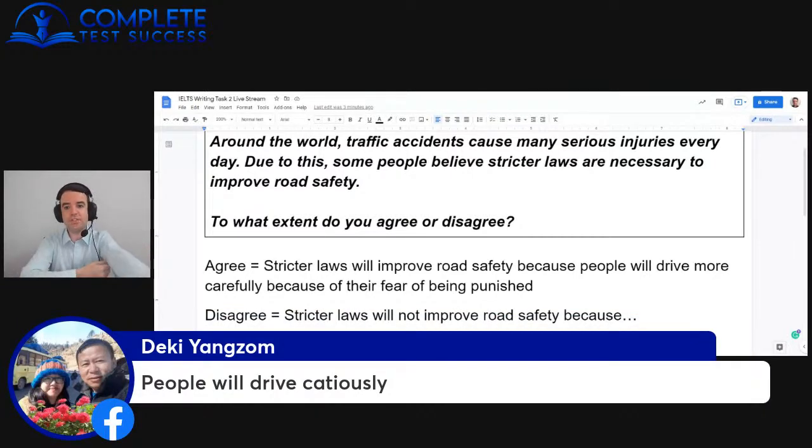Decky: people will drive cautiously. So there you are talking about the outcome, not how we get to that point. So if I introduce stricter laws, I introduce them because I want people to drive more cautiously. So this is the action I take. This is the outcome that I desire. But how does that action create the desire that I want?